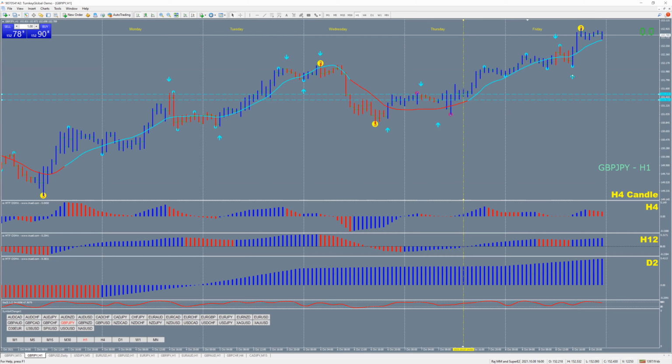But I go top down. I don't go bottom up. I start on the 1 hour and see where my trade is. Like here, my trade I know is on the 15. Here I know it's on the 5.